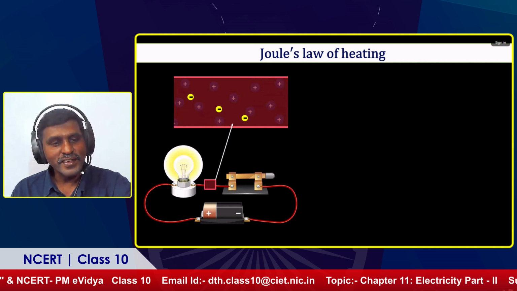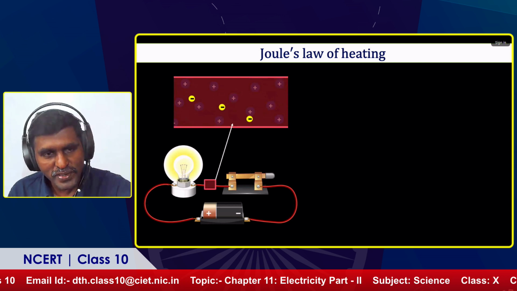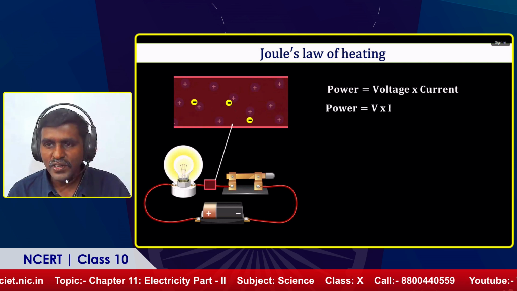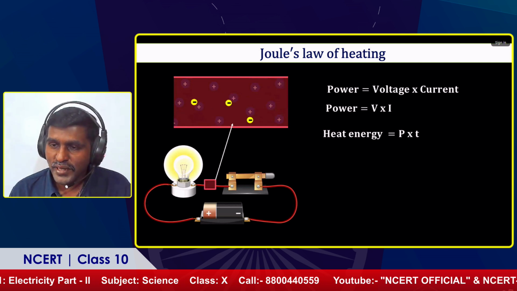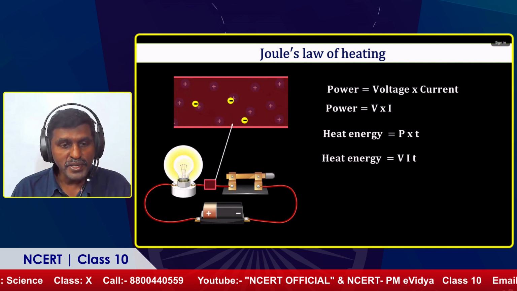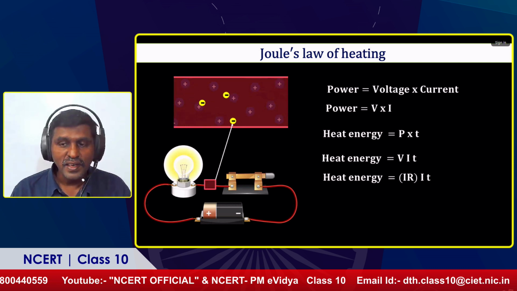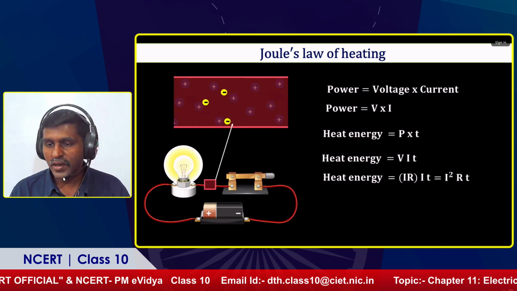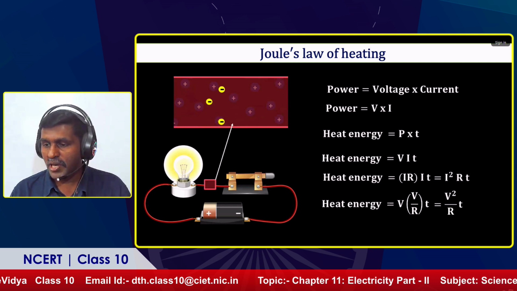Okay. This is a small circuit. If you focus on the wire, it looks like this. Power used here is voltage into current, which can be written as V into I. Heat energy is power into time. So VIT is the heat energy developed in the wire. If you substitute the value of V by Ohm's law, V equal to IR, it is IR into IT, that is I square RT. If voltage is given, we can write V square by R into T.